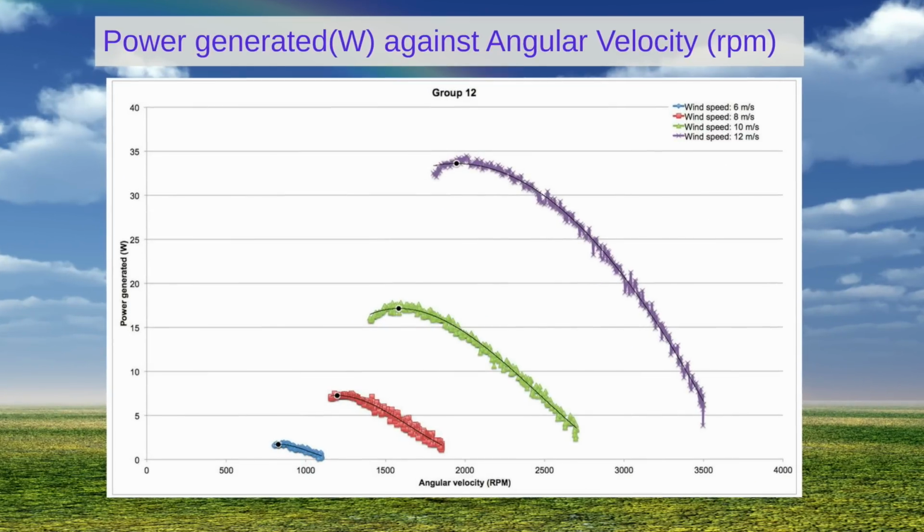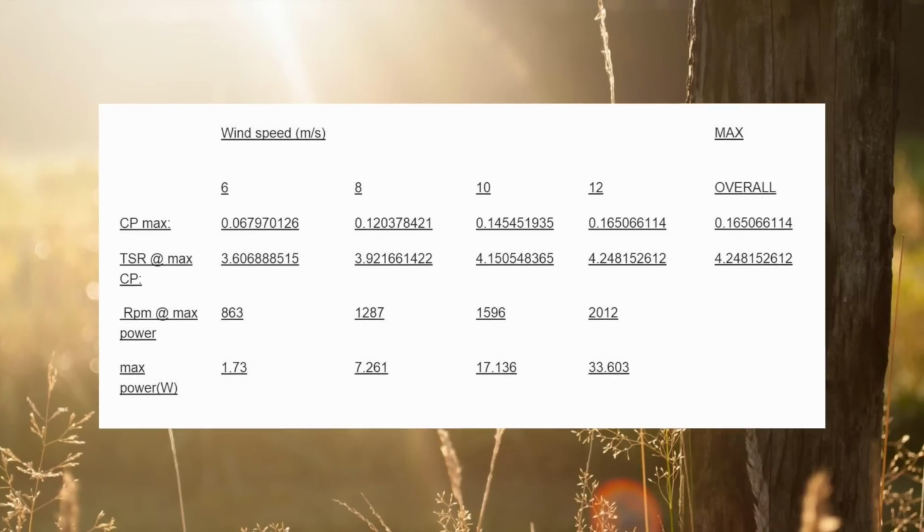The graph shows the power generated against the angular velocities for all tested wind speeds. The maximum power was generated when the wind speed was at 12 meters per second, which is approximately 33.6. Power coefficients and tip speed ratios, the maximum CP for each wind speed, were shown in this table. The average TSR of the results was 4.248, which is pretty decent compared to our design TSR of 4.2. Maximum CP of 0.165 was obtained at wind speed 12 meters per second, and also the turbine self-started at 8 meters per second.